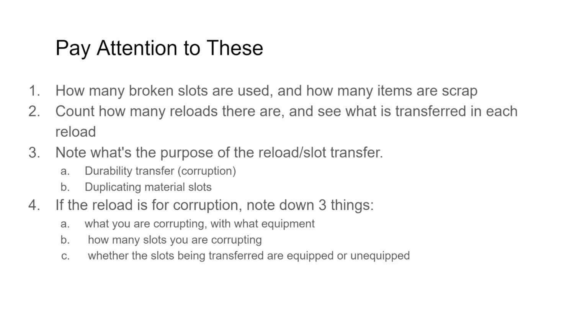Lastly, and probably the most important, is to check whether the slots being transferred are equipped or unequipped. So I have to get a bit technical here, but bear with me. When you are corrupting something, the durability of the last slot of equipped type, like a shield, is transferred to the first slot of that equipped type. This is why having the right things equipped is extremely important.